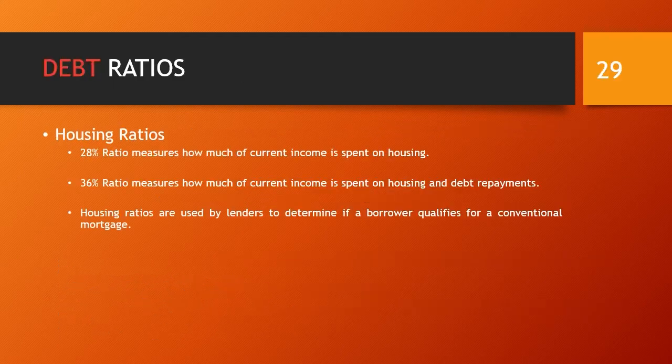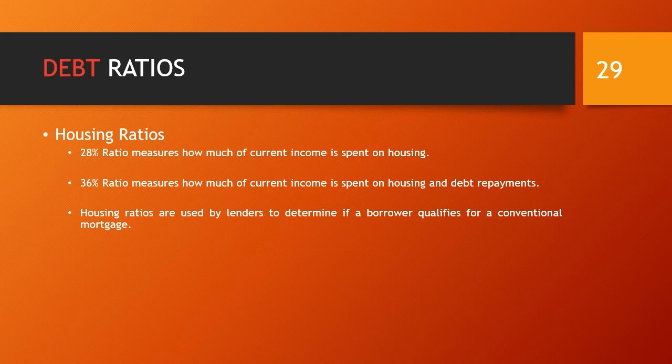Okay. Debt ratios, these are important. If you want to buy a house, lenders are going to look at a debt ratio and use it to help determine whether or not to give you a loan. What are these two ratios? The first one we're going to look at is the 28% ratio. This measures your current income and that is spent in relation to housing. The 36% ratio also looks at your current income in relation to housing, but adds in debt repayment.